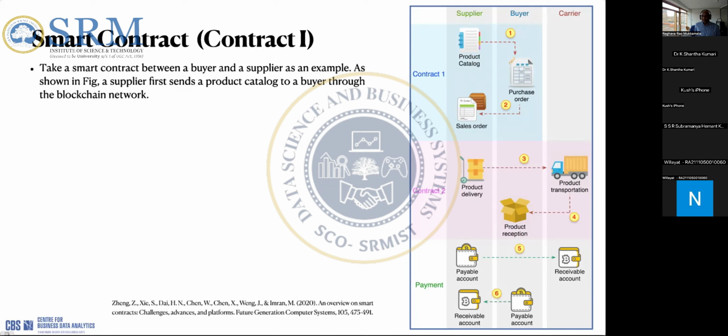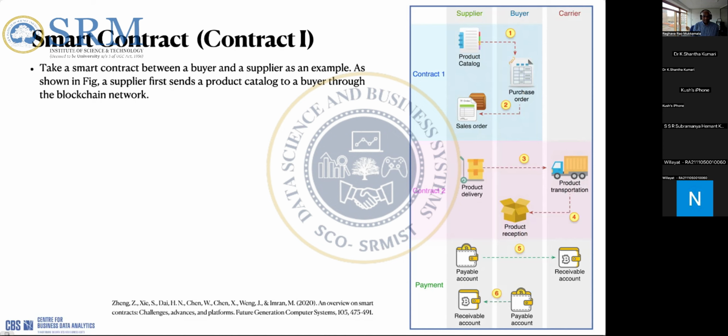It could be similar to a marketplace like Amazon, where, for example, a customer is trying to buy a T-shirt from a seller who is selling on the Amazon marketplace. Similar to that, but we don't have Amazon here. Everything is built on the blockchain and smart contracts, right? So we have three stakeholders: supplier, buyer, and carrier.